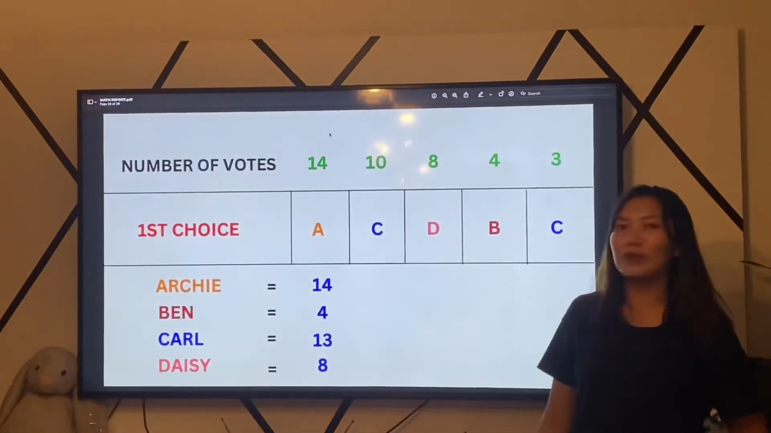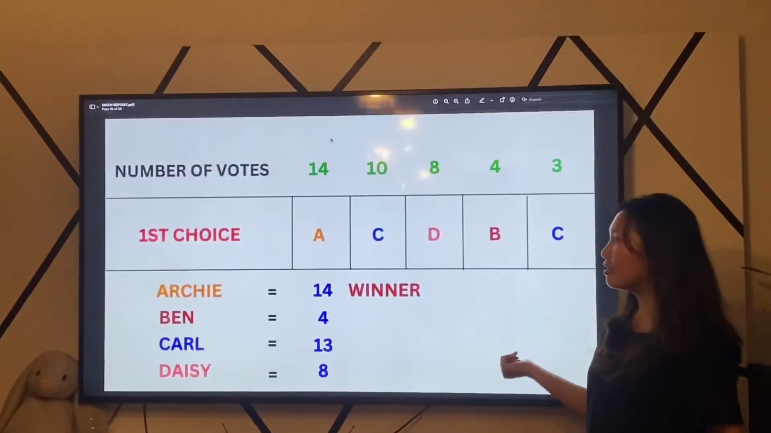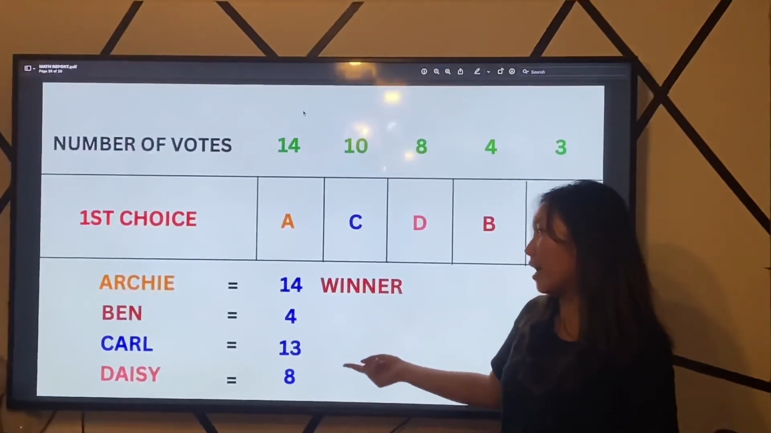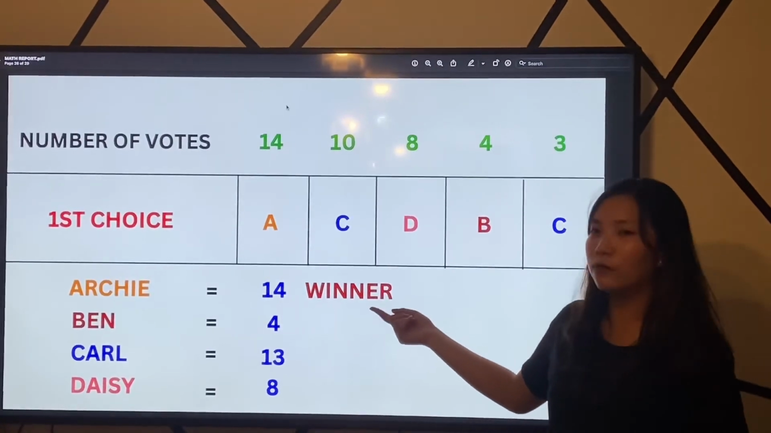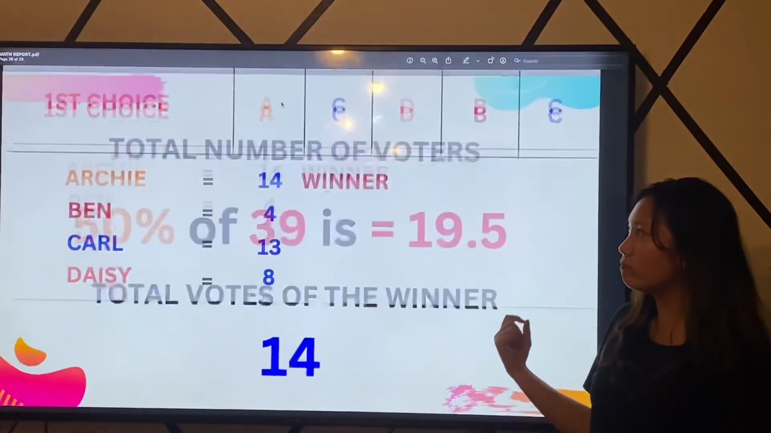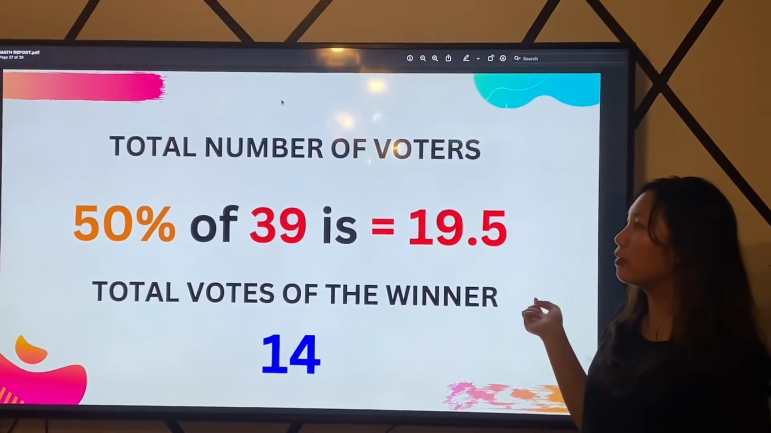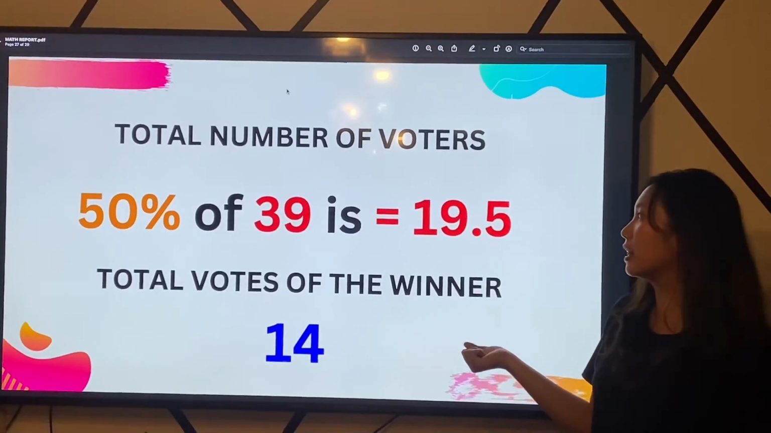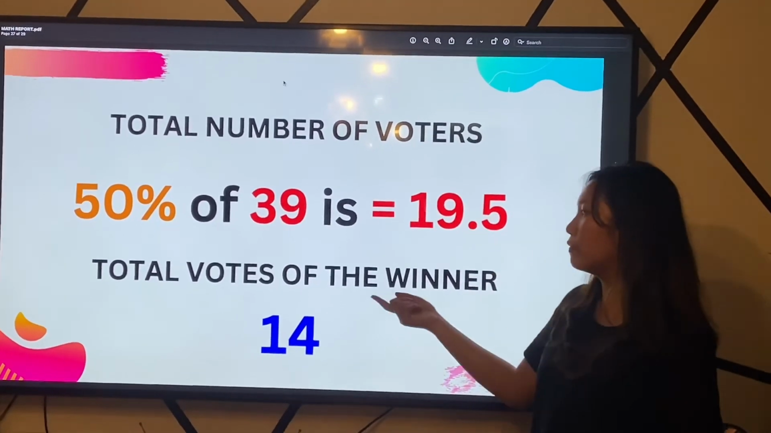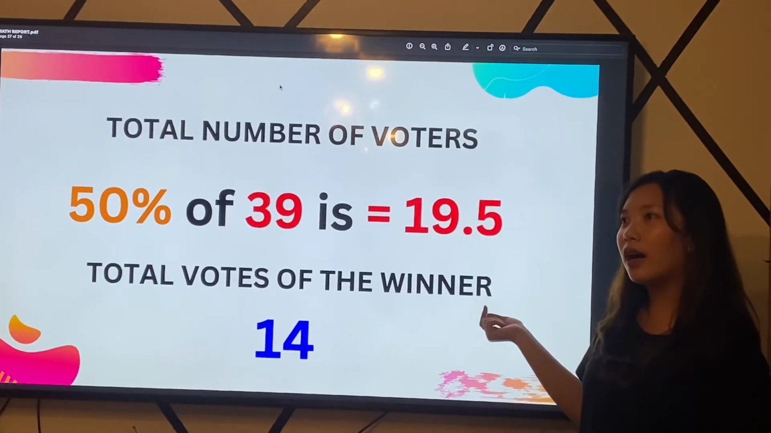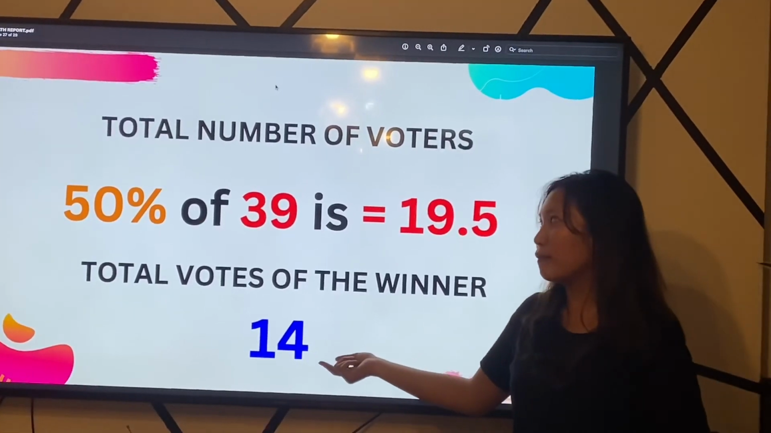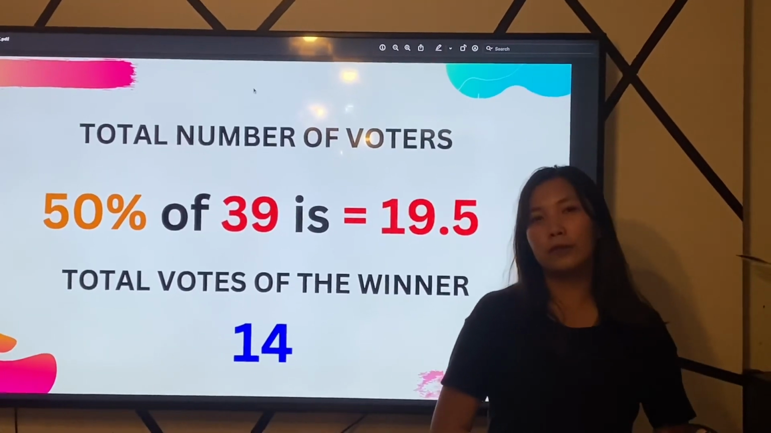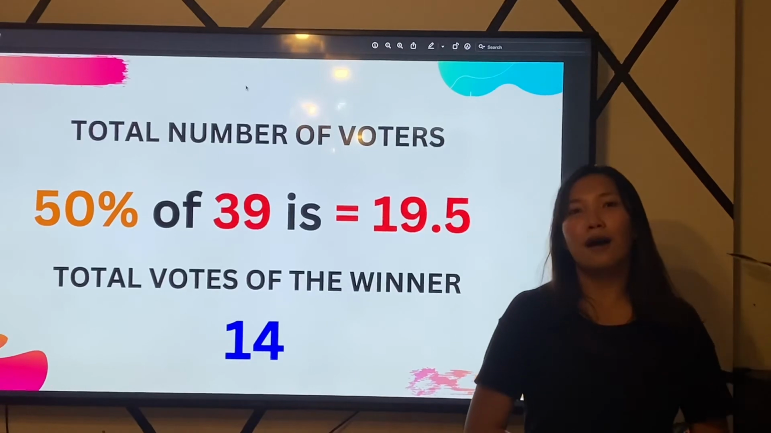So we will determine who will be the winner. The winner of this problem is Archie because he gets the highest number of votes, which is 14. Again, the total number of voters is 39, and 50% of 39 is 19.5. The winner, Archie, gets 14 votes. It is okay if Archie did not get 50% of the votes because we are using the plurality method of voting.